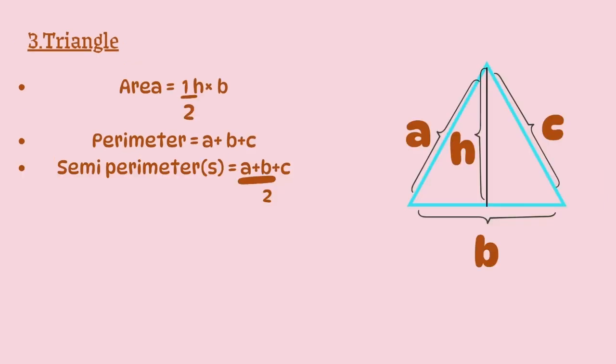Then we have triangle. The area will be given by half into height into base. The perimeter will be simply the sum of all its sides, that is a plus b plus c. And semi-perimeter will simply be half of the perimeter, that is (a plus b plus c) divided by 2.